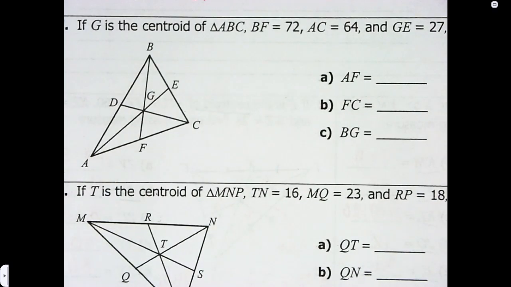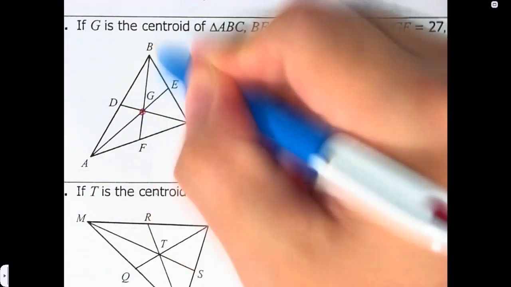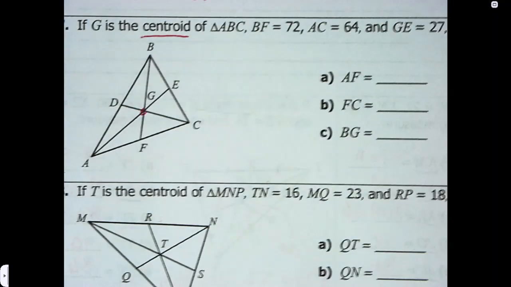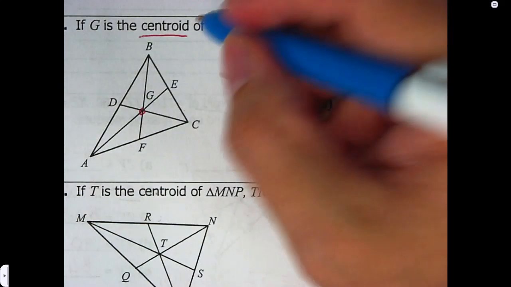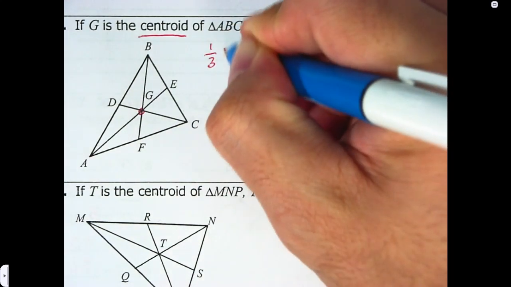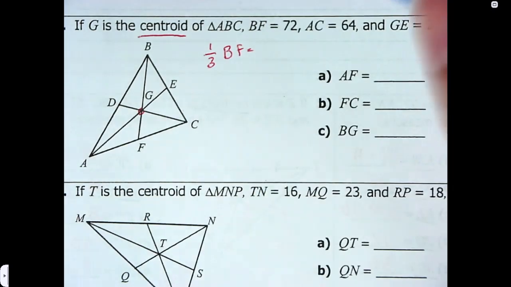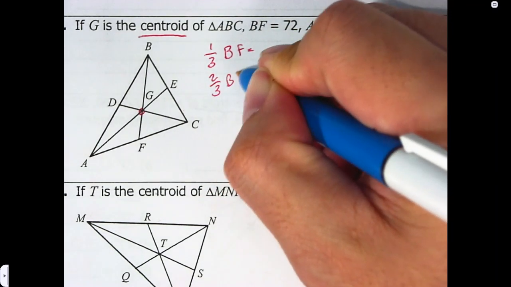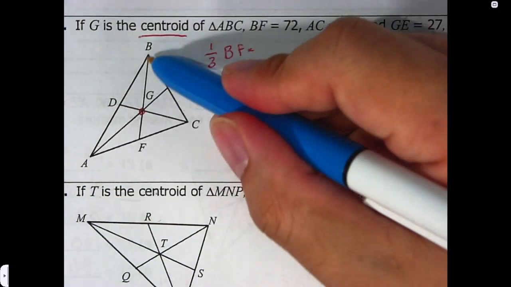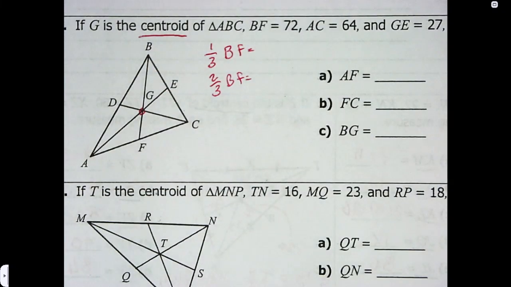Okay, so G is the centroid. So great, we have a centroid. Whenever we have a centroid, it's 2/3 and 1/3 for vertex or to midpoint. BF is the whole length from the vertex. So 1/3 BF will give you the length from the centroid to the midpoint, and 2/3 times the length of BF will give you the length from the vertex to the centroid. So match it up, apply it in.